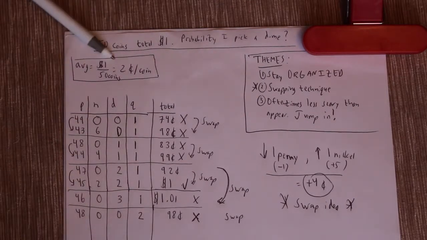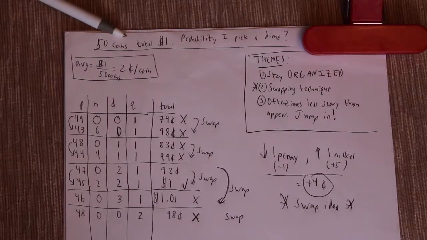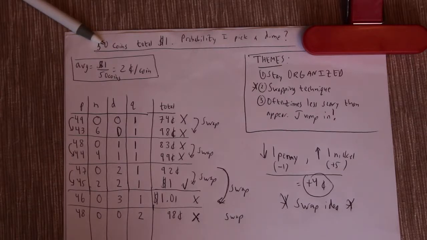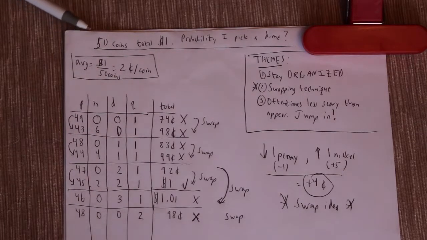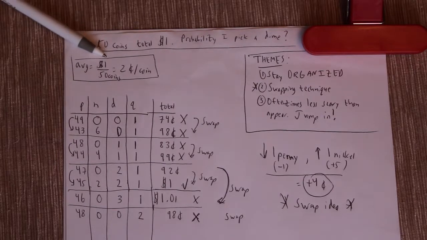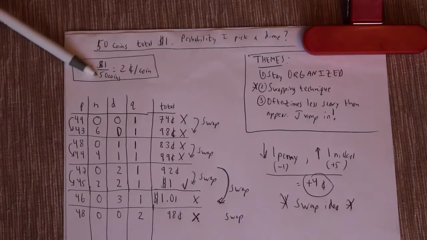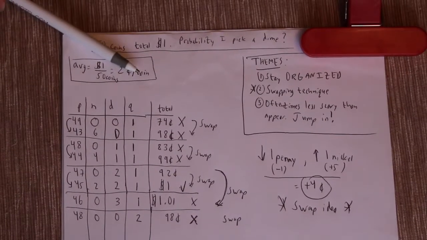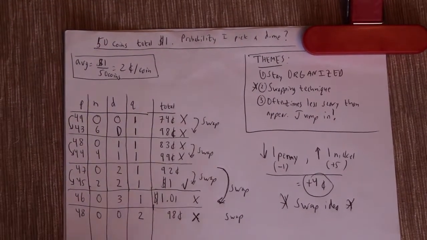When I do this problem, the first thing I might want to do, before even getting my hands dirty, is a quick back of the envelope calculation to get a sense of whether this is even remotely possible. How would I do that? Well, if there's $1 and there are 50 coins, then on average my coin value must be 2 cents, so 2 cents per coin. What does that tell me? That means the vast majority of my coins must be pennies.